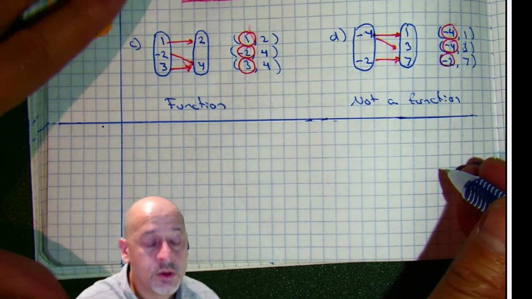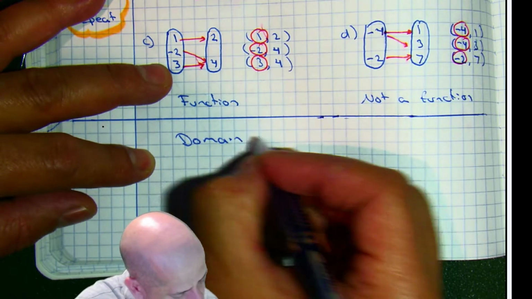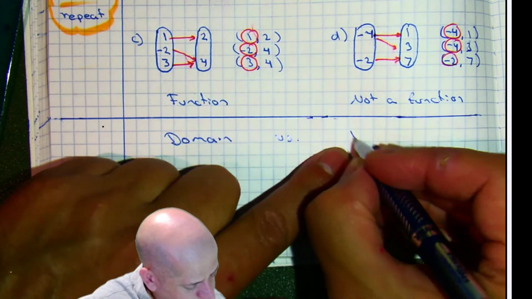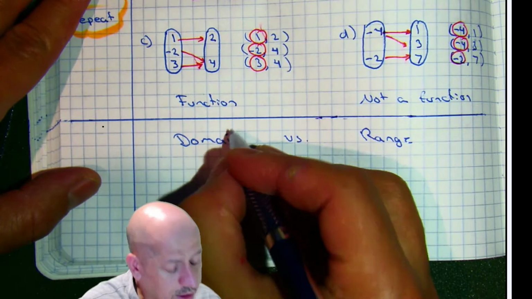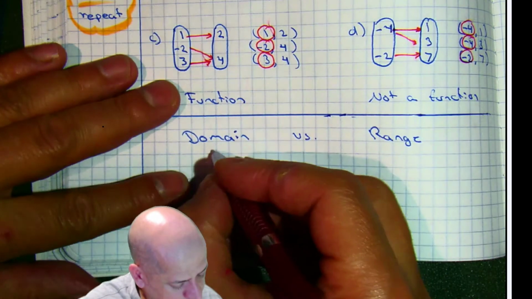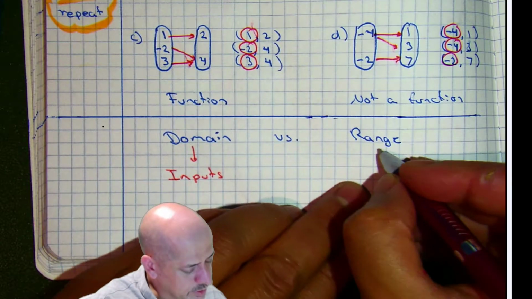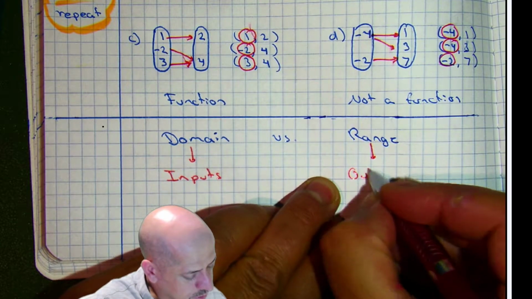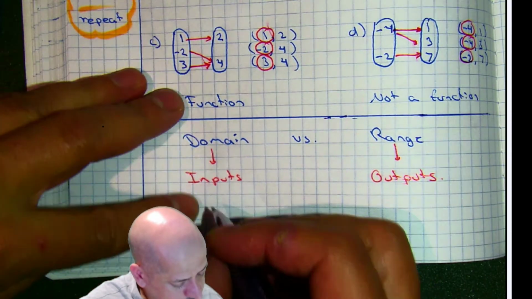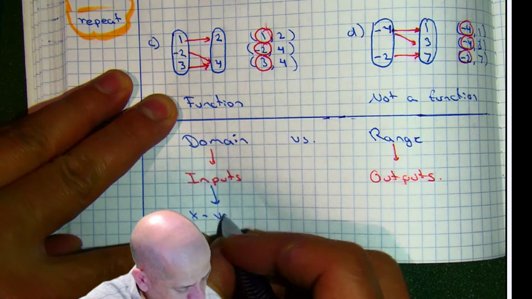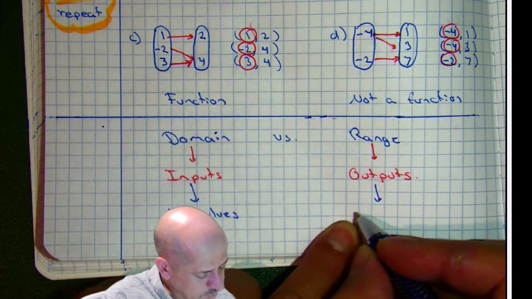So your domain versus your range. Something that you need to remember is that in math, your domain are going to be your inputs. Your range are going to be your outputs. So therefore, your domain are your x values, and your range are your y values.